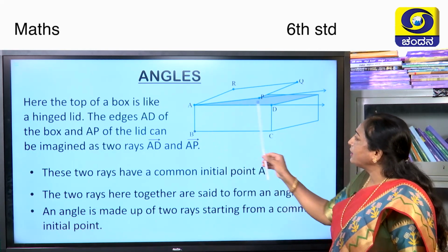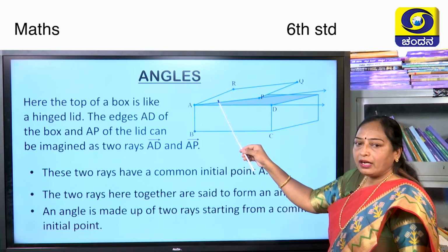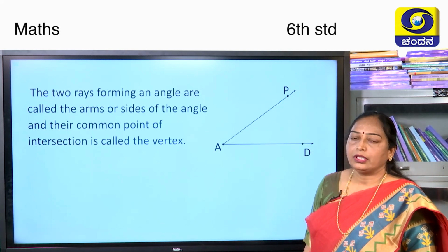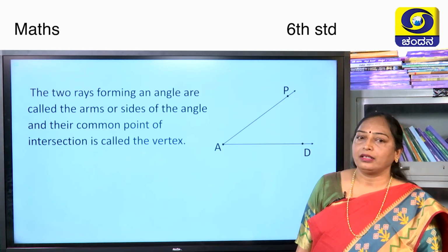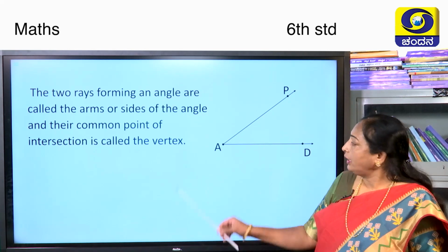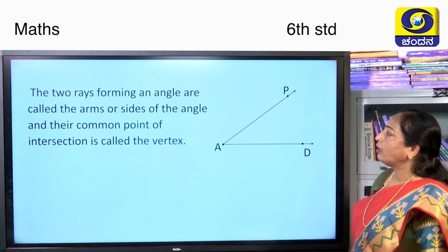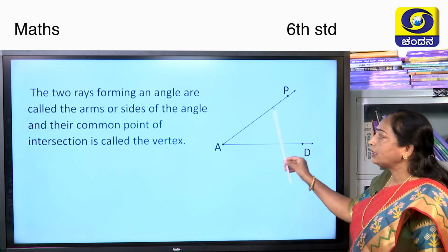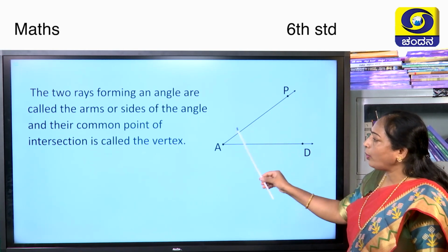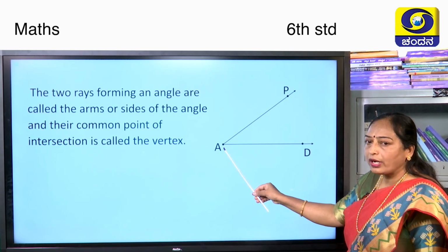Here the rays AD and AP have the common point A. They are said to form an angle. The two rays forming an angle are called the arms or sides of the angle. In this figure, the rays AD and AP are the arms or sides of this angle, and their common point of intersection is called the vertex. Which is the vertex here? Point A.